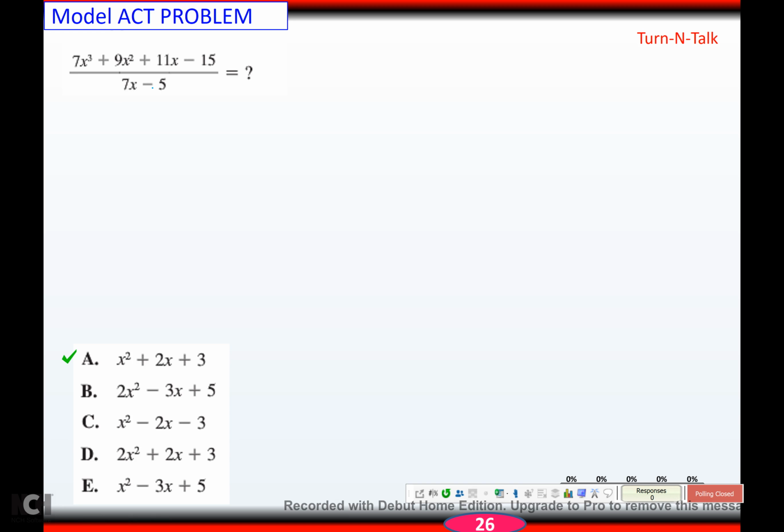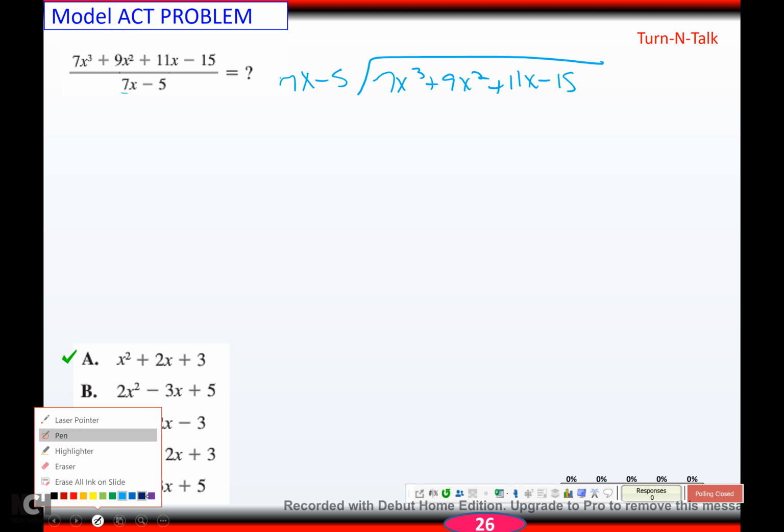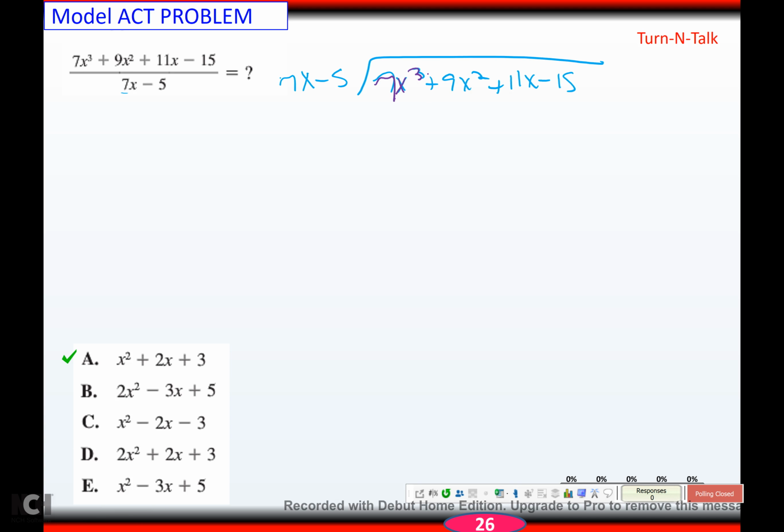This one we have to do long division because the binomial doesn't have a leading coefficient of 1. So I have 7x minus 5 goes into 7x cubed plus 9x squared plus 11x minus 15. So we're going to go to the alley there with our cops and our gang member. And we have our gang leader, 7x cubed, divided by our cop, 7x.